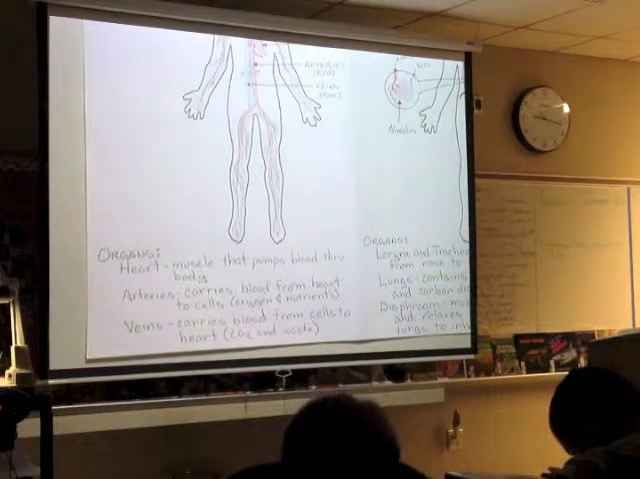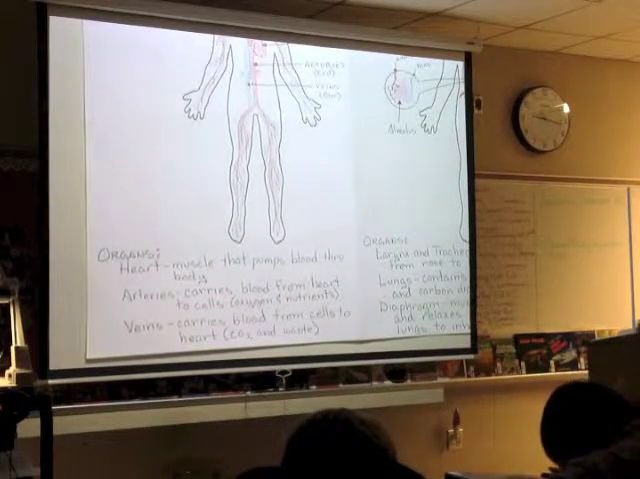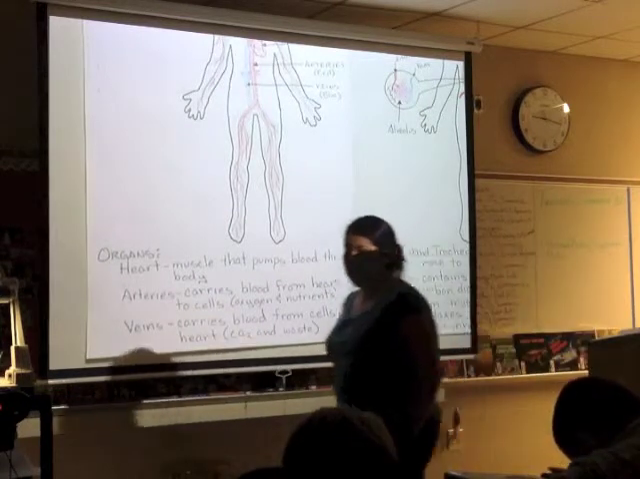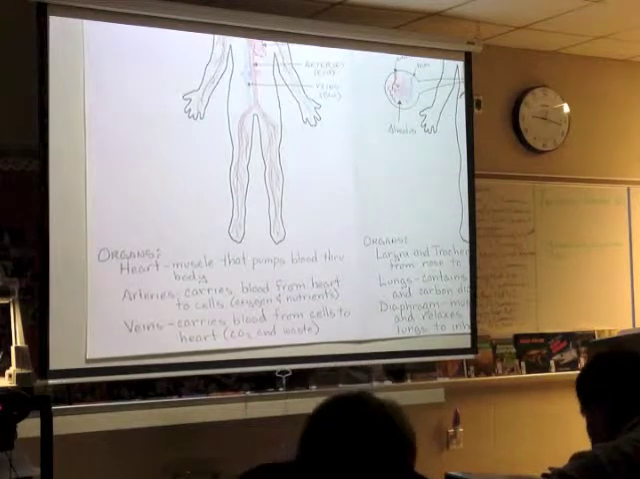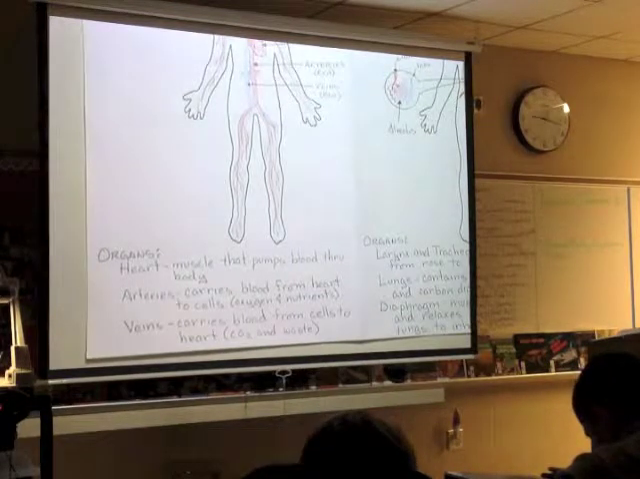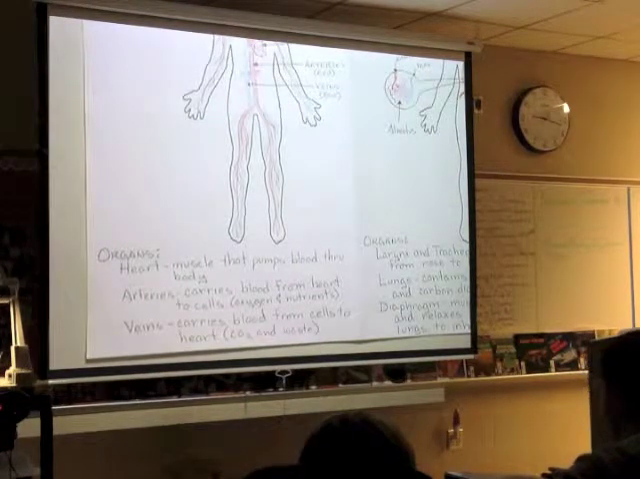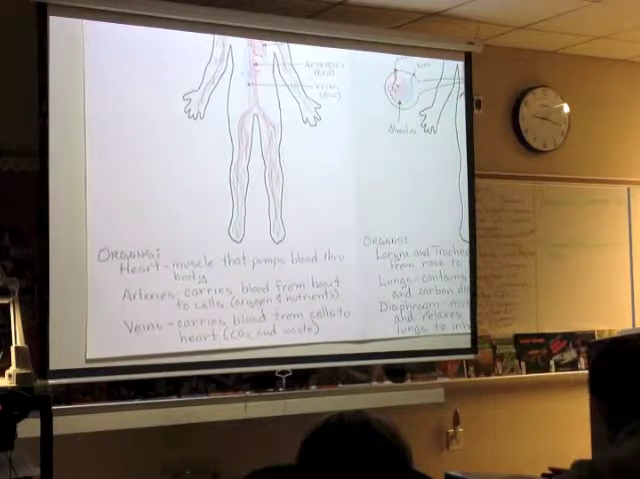Same thing with veins. For the most part, all veins are carrying blood that has carbon dioxide and waste. So veins are the vessels that are carrying blood to the heart. So away from the heart are arteries, to the heart are veins.